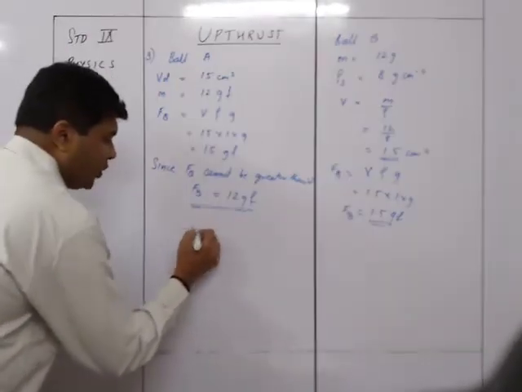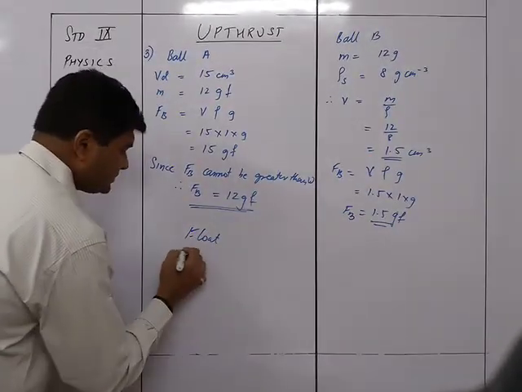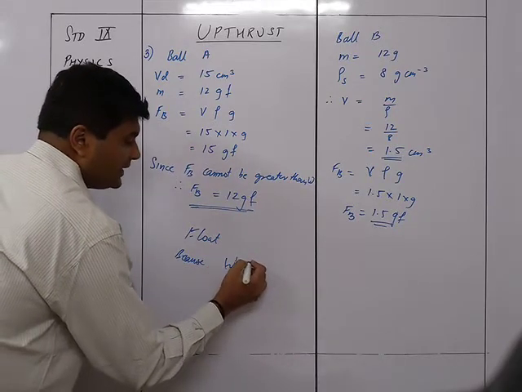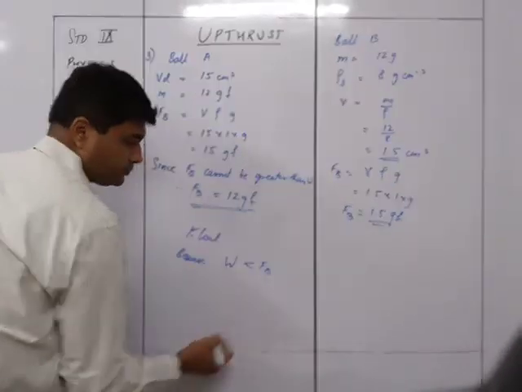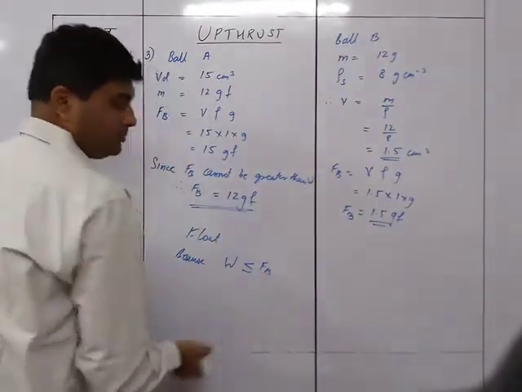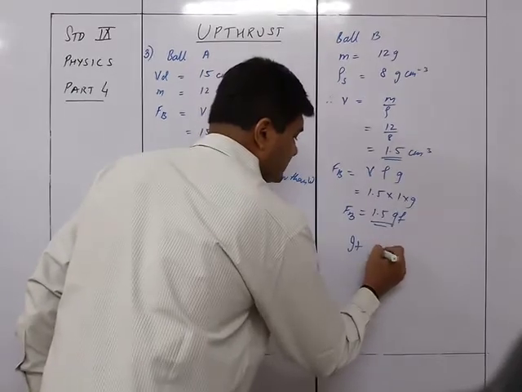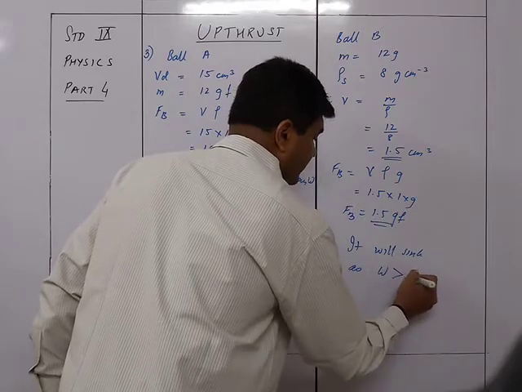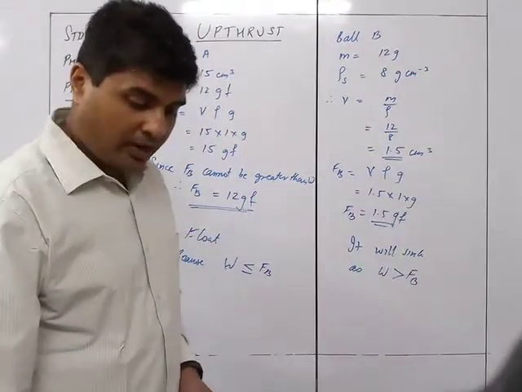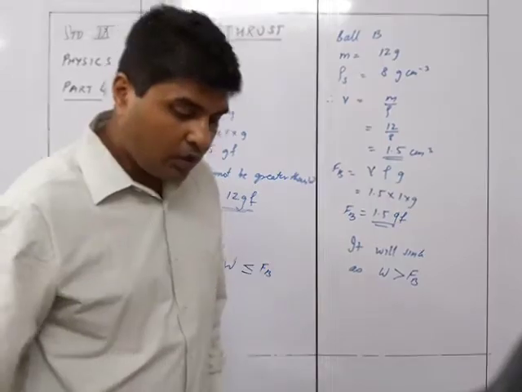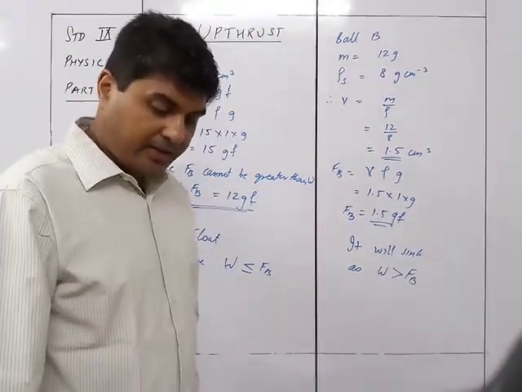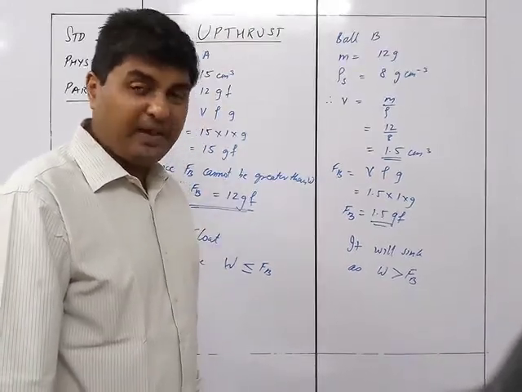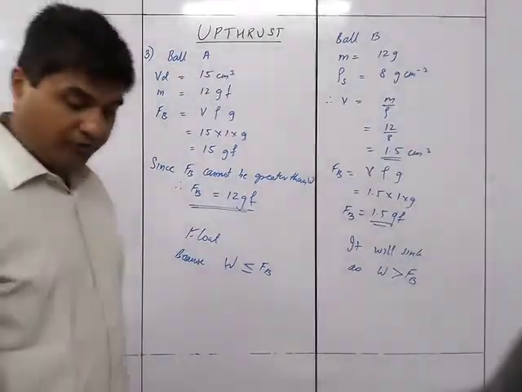So this will float because W is less than or equal to FB, and here it will sink as W is greater than FB. Got it? So you see that the upthrust of A will be 12 GF and B will be 1.5 GF. So ball B will sink where ball A will float.